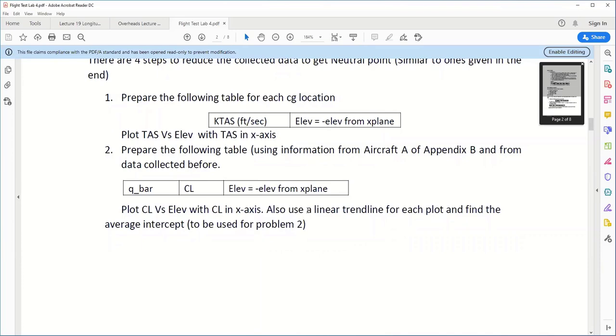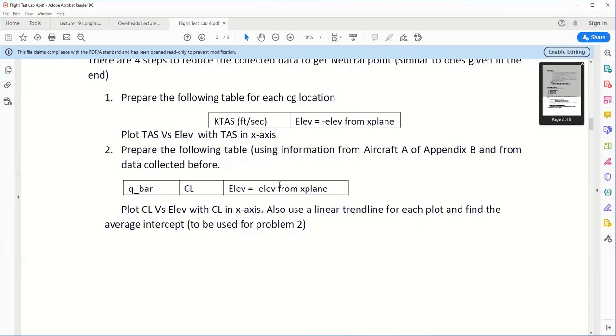So you have 3 tables, right? That means you will get 3 lines. You have 3 plots, and you will have a linear trend line for each one of them. So you'll have 3 straight lines. Ideally, they should meet at the same point. In this case, it won't because it's a flight test. So take the intercept for all the 3 lines and average it out. That will be your ideal intercept, approximately.